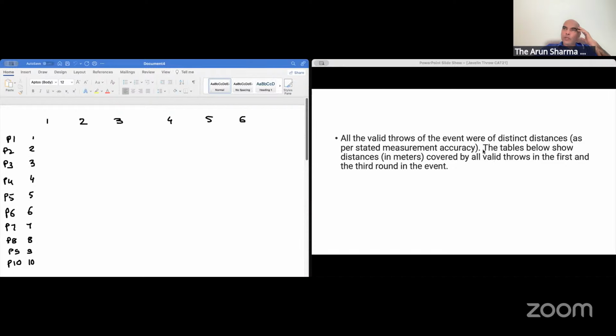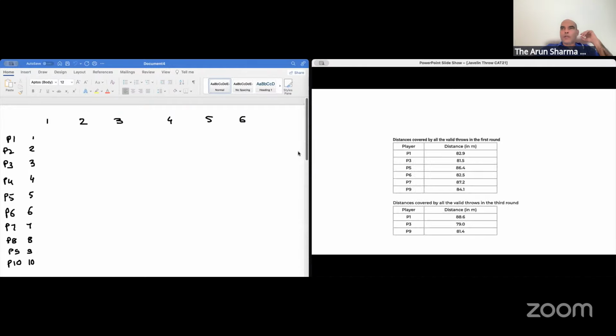The table below showed distances in meters covered by all valid throws in the first and third round of the event. So what we need to spot is that this is talking about all valid throws. So we come back to this, and when we look at this all valid throws part, so first round, all the valid throws in the first round, that means anything outside this is invalid. So the throws are 82.9.